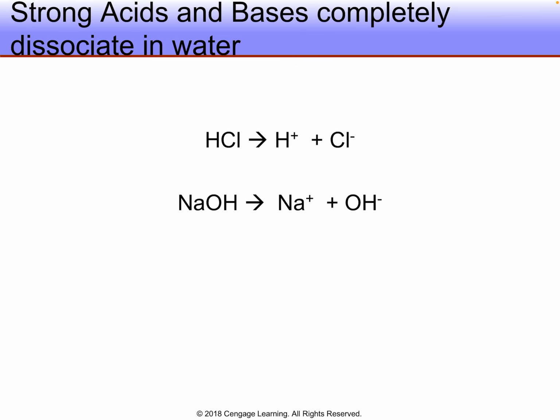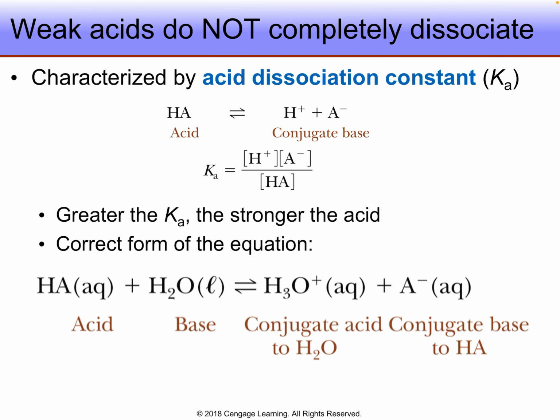Remember, strong acids and bases completely dissociate in water. I showed that on the previous slide. Weak acids, which are incredibly important in biochemistry, do not completely dissociate. And so because of that, they are in equilibrium. And we can, in a general form, denote a weak acid as HA, or any acid. Because I have an equilibrium arrow, this is a weak acid, it dissociates into H+ and leaves behind A-, known as the conjugate base.